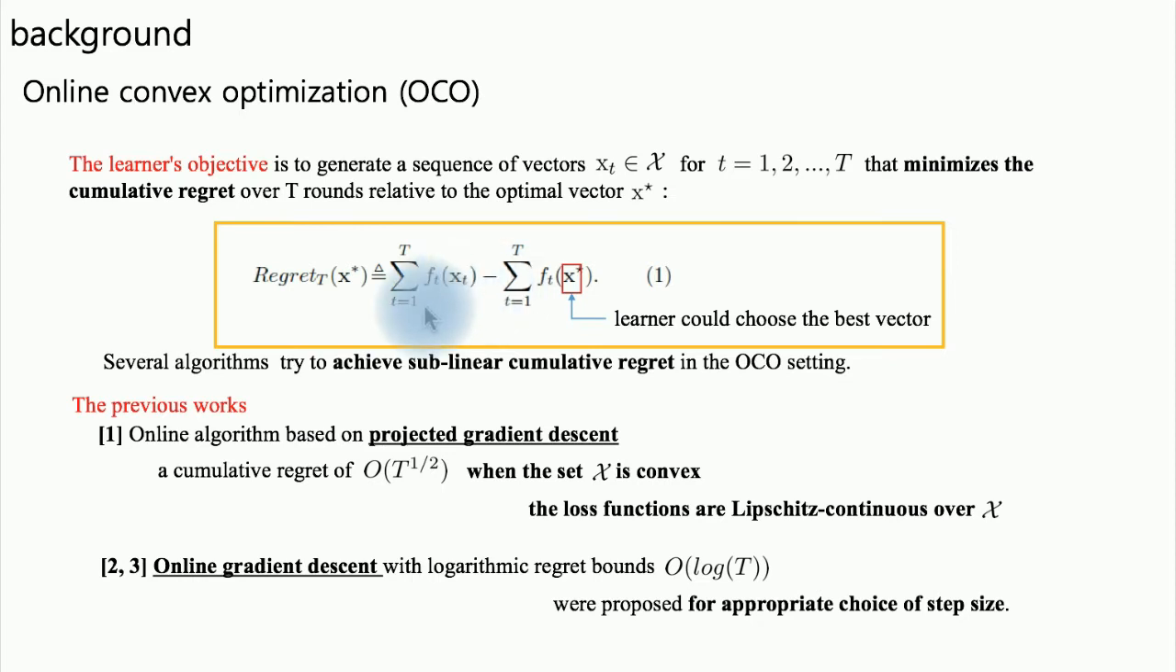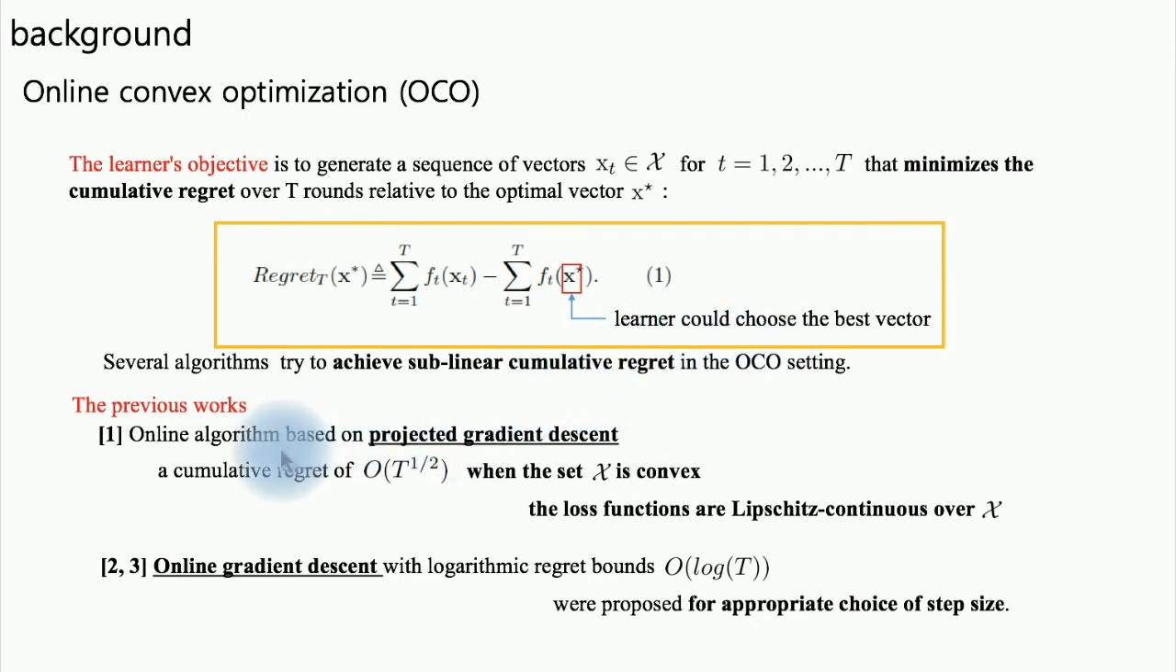The learner's objective is to generate the sequence of vectors xt, elements of the set X, over T rounds that minimize the cumulative regret with respect to the optimal vector x star, where x star is set in advance as the best vector. Several algorithms try to achieve sublinear cumulative regret in these settings.